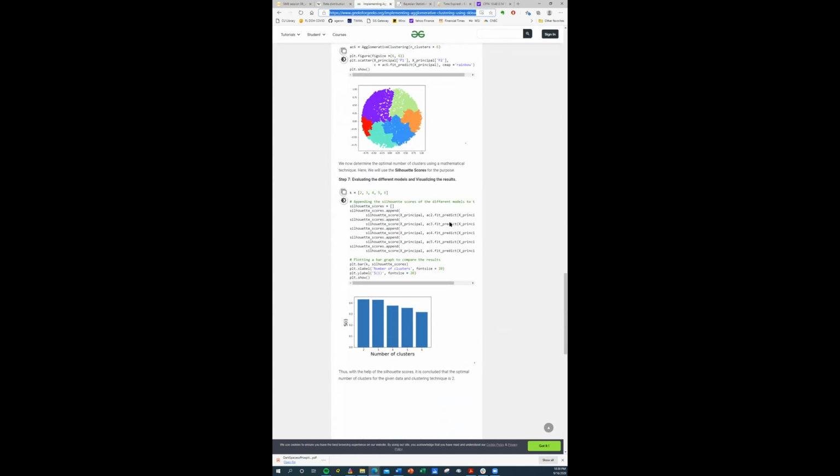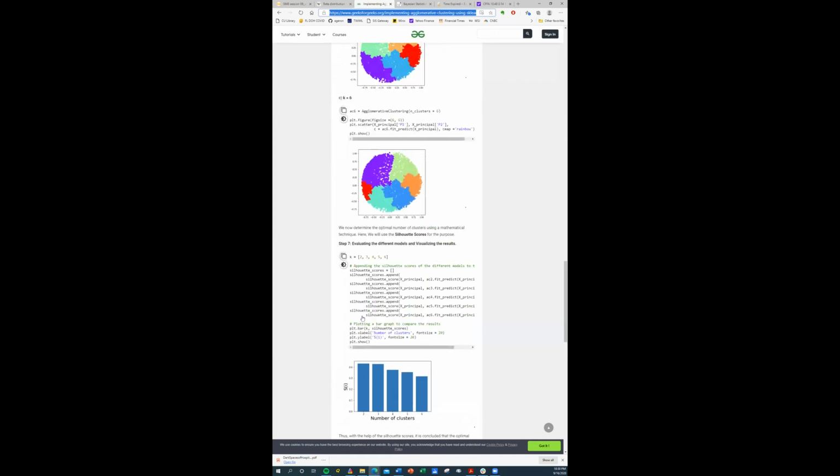And they make a silhouette graph, and okay, we made pretty pictures, and we're going to determine the optimum number of clusters. 2 and 3 look about the same, and then it goes down, so probably 2. They're going to just take the highest score. So the optimal number of clusters for the given data is 2. Okay, so that's agglomerative clustering. I really don't have anything more to say about that.